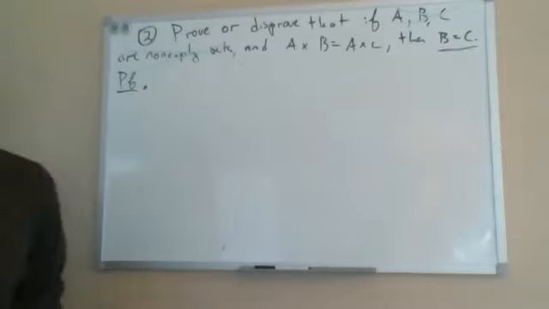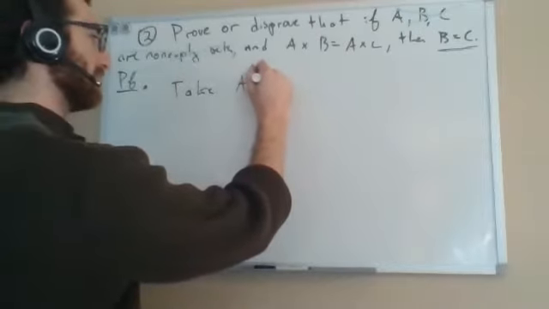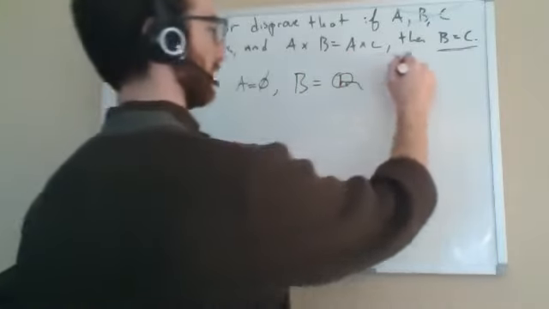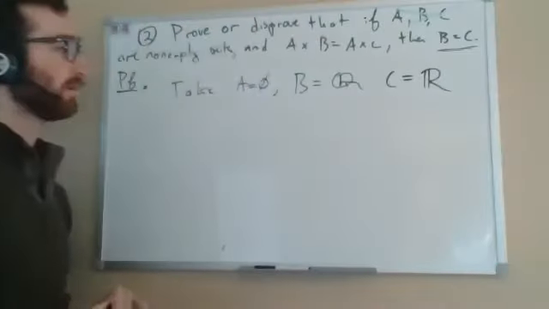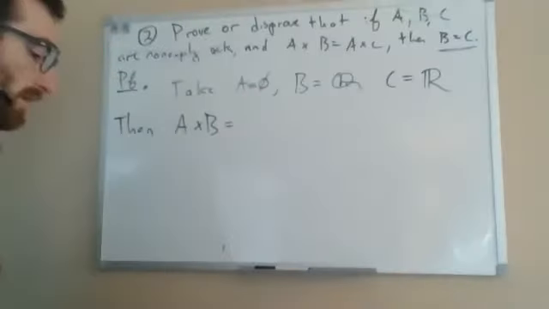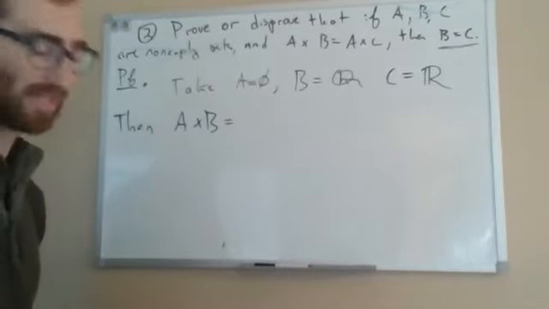So if we take A is equal to the empty set, B is equal to Q, the rationals, and C is equal to R, then A cross B, what's the empty set cross the rationals? So the empty set cross anything is just going to be the empty set, right?